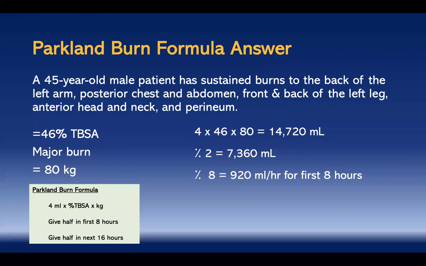Now for the other 16 hours, we're going to give the other half, the other 7,360 mLs, and we're going to divide that over 16 hours. So we'll be setting our pump at 460 mLs per hour for the next 16 hours. And this is just to try to keep up with the amount of third spacing of capillary leakiness that happens in those first 24 hours following the injury.